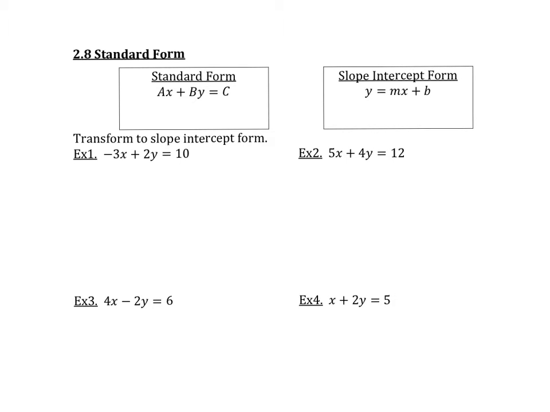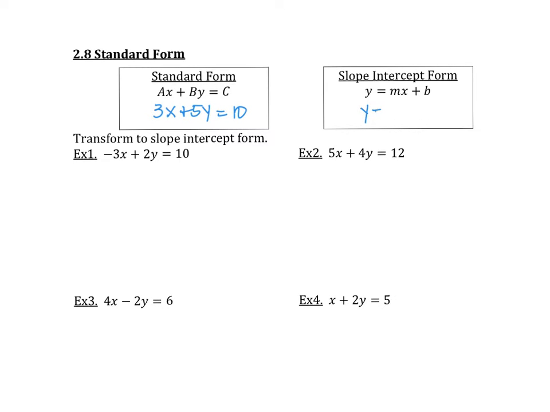Section 2.8 is standard form. Standard form is the format ax plus by equals c, where a, b, and c are integers. For example, standard form might look like 3x plus 5y equals 10. That's standard form.